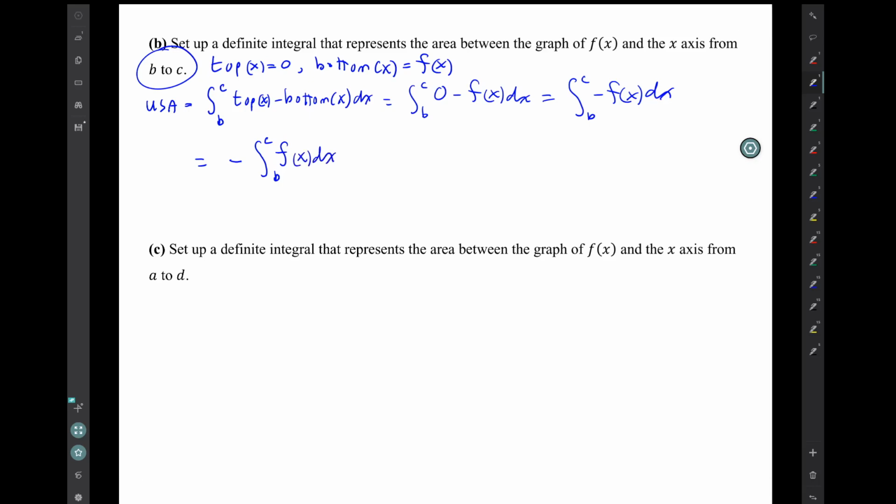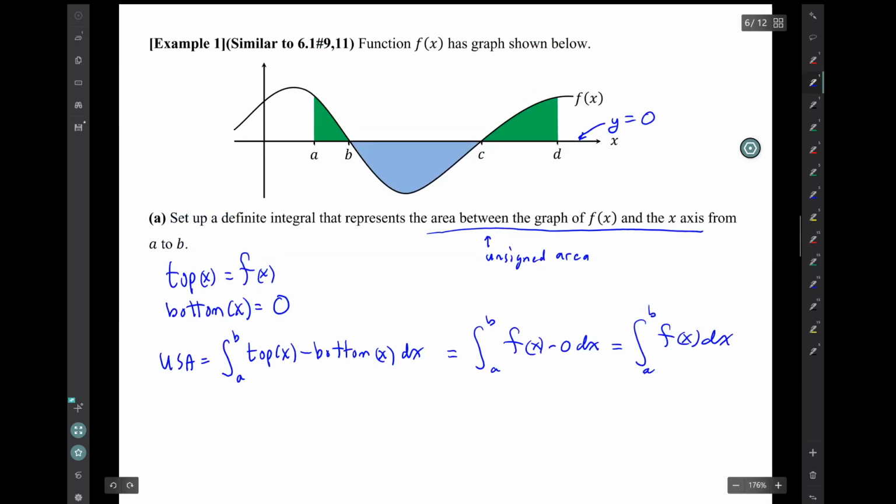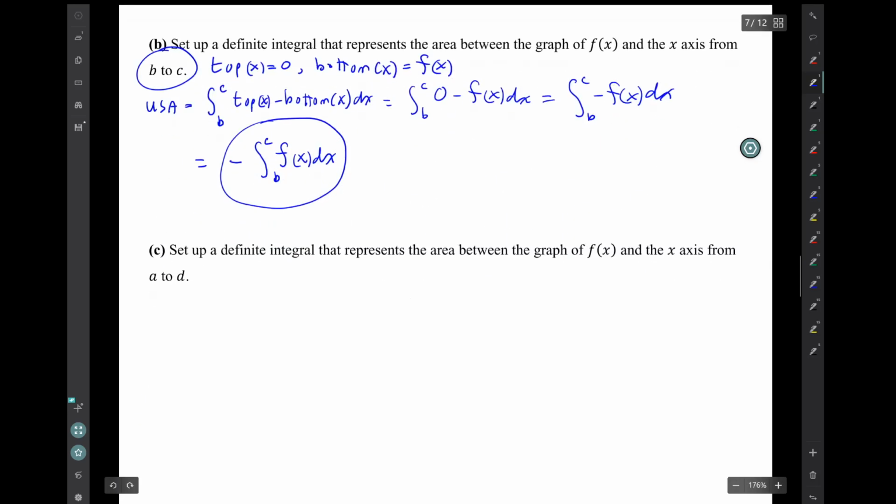We end up with the result that the unsigned area is the negative of this definite integral from b to c of f of x. Now let's go back up and look at the graph. That makes sense because if we integrate f of x from b to c, we would find the signed area of that blue region, which would be a negative quantity. So to turn that into a positive quantity, we would need to put a negative sign in front of that.